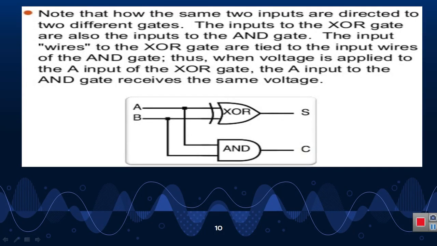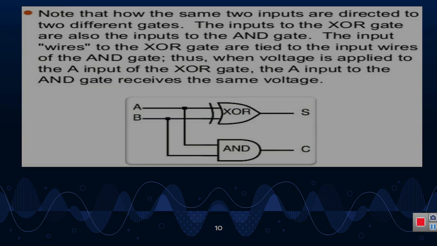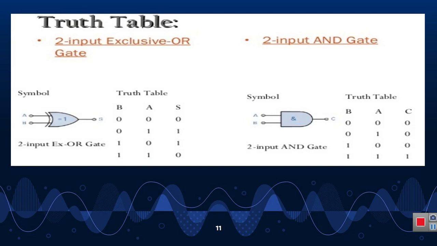Note how the same two inputs are directed to different gates. The inputs to the XOR gate are also the inputs to the AND gate. The input wires to the XOR gate are tied to the input wires of the AND gate. Thus, when voltage is applied to the A input of the XOR gate, the A input to the AND gate receives the same voltage. And here is the truth table of the half adder.